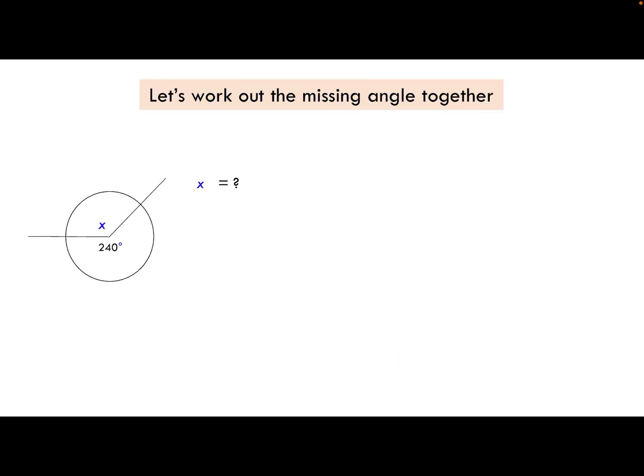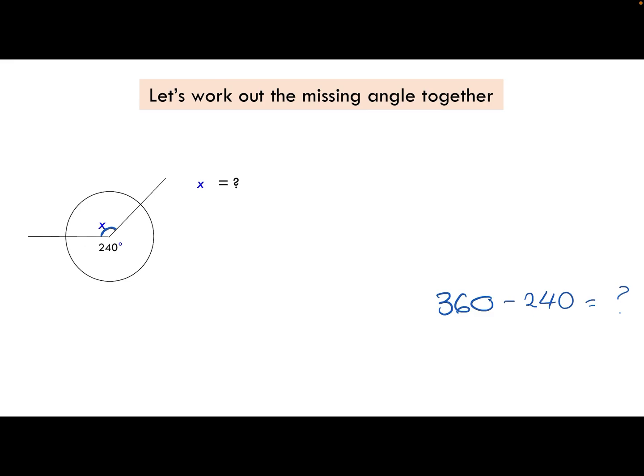So let's have a look. We've got a reflex angle here of 240. Now, how do we work out what X is? Remember, our whole thing is 360. We're going to take away what we know, which is 240, and that is going to equal what we don't know. So we're going to do 360 take away 240.